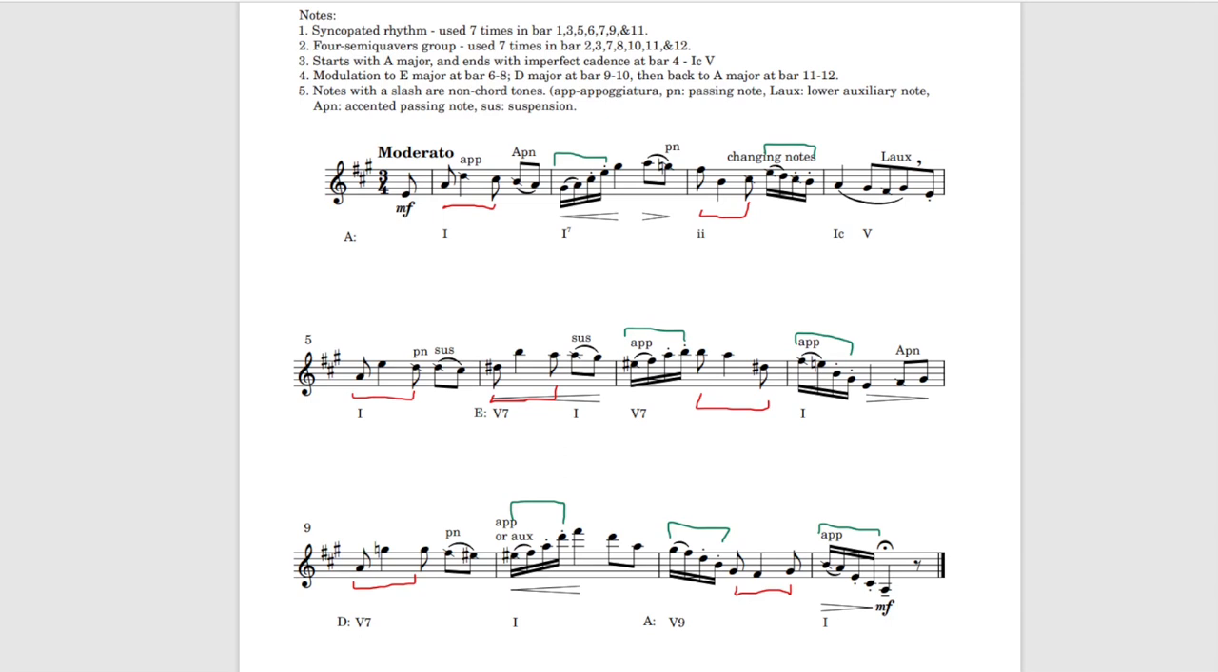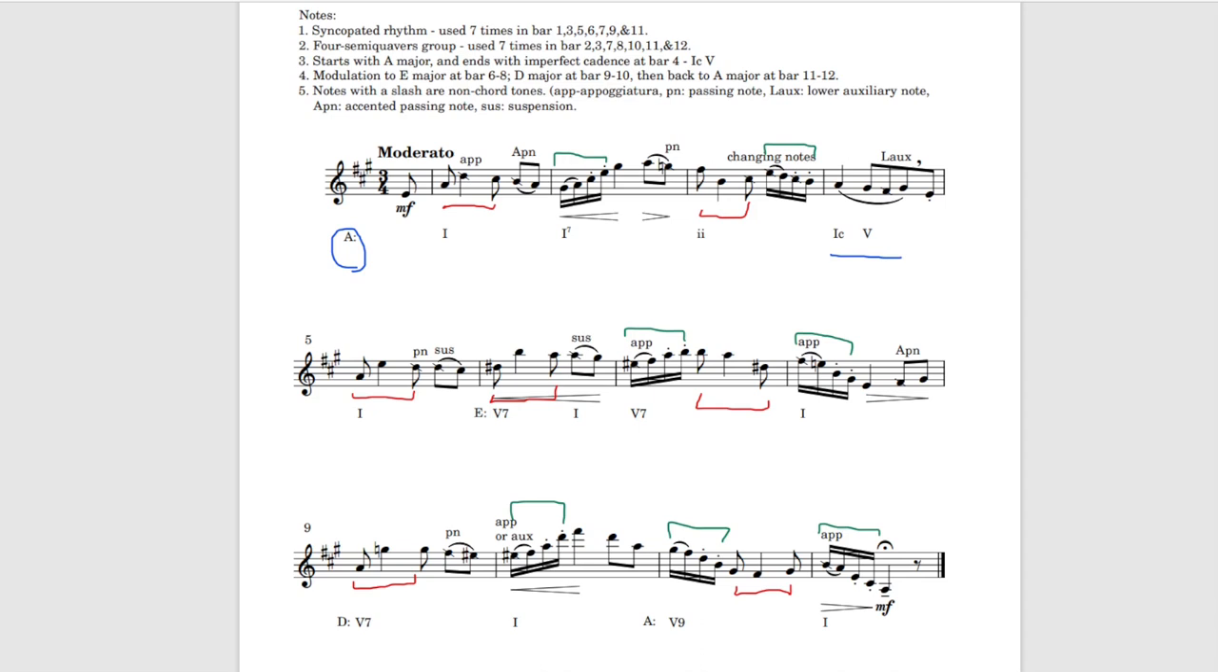Number 3. It starts with A major and ends with an imperfect cadence at bar 4. And there is a 1C decorates the 5.